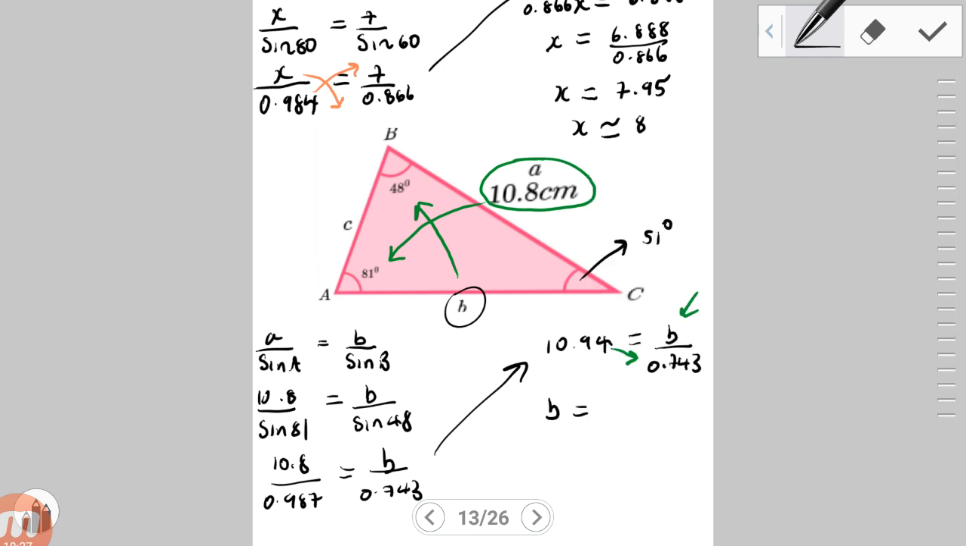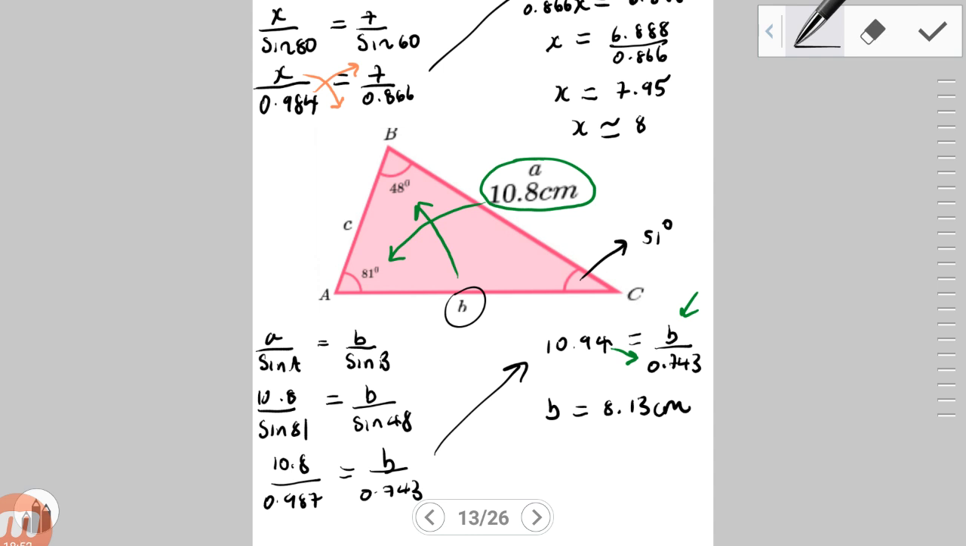So therefore b would have been equal to approximately 8.13. So b is equal to 8.13. Once you multiply 10.94 by 0.743, you should get an approximate answer of 8.13. In this case, it's going to be centimeters.